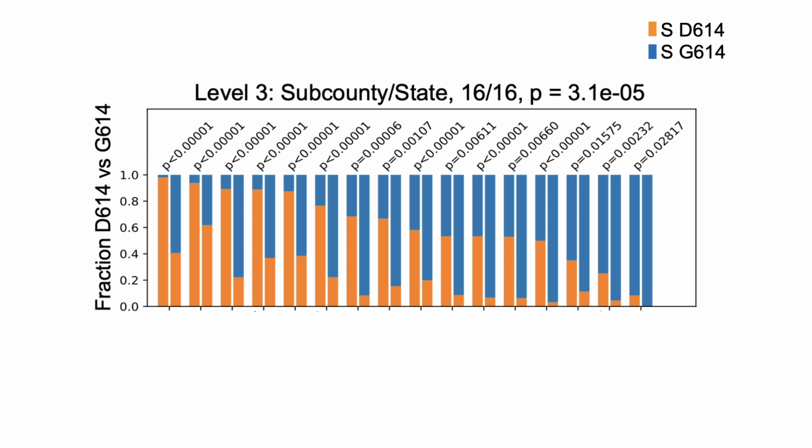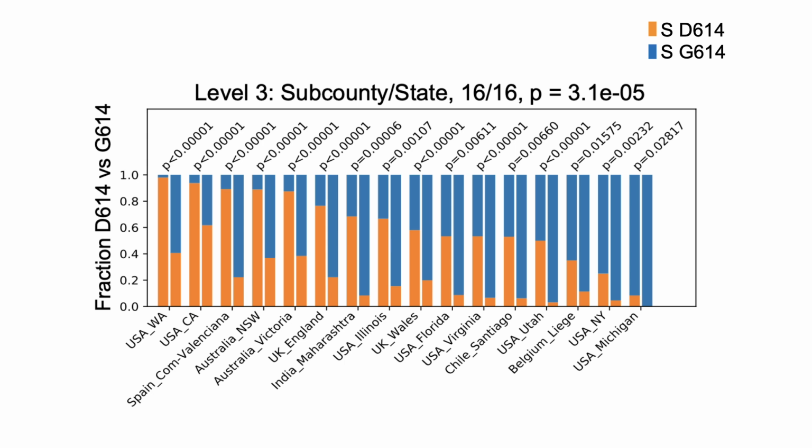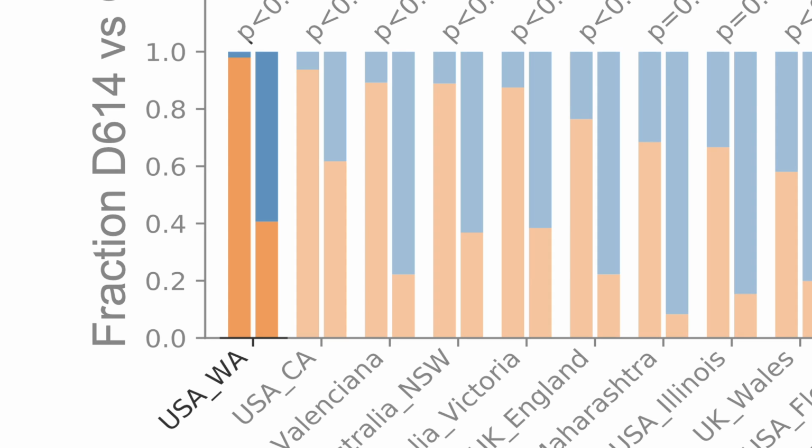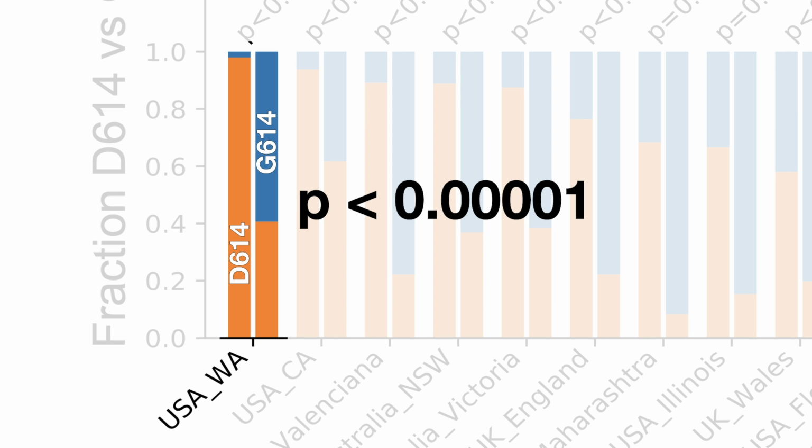Every region with a significant shift in frequency in either direction is shown here. For example, Washington State had started as a D epidemic when G first entered the population. That's the bar on the left. After 2 weeks had passed, G was the most common form. That's the bar on the right. This shift was highly significant with a p less than 1 in 100,000.